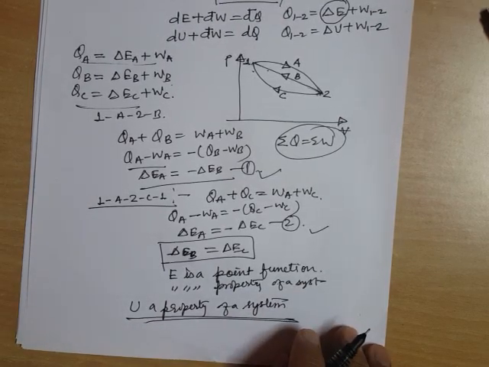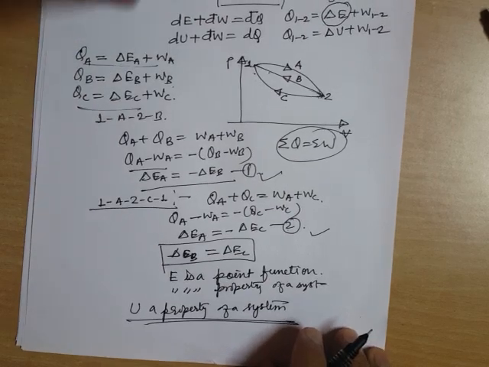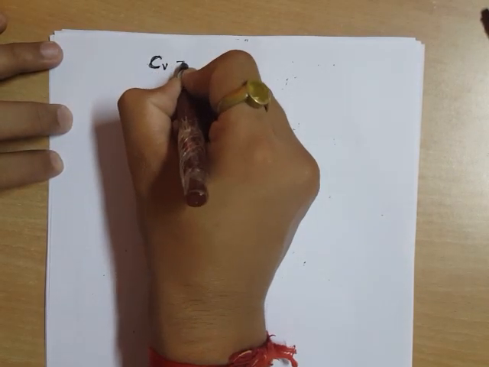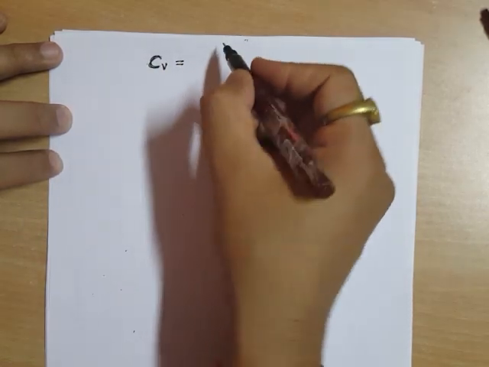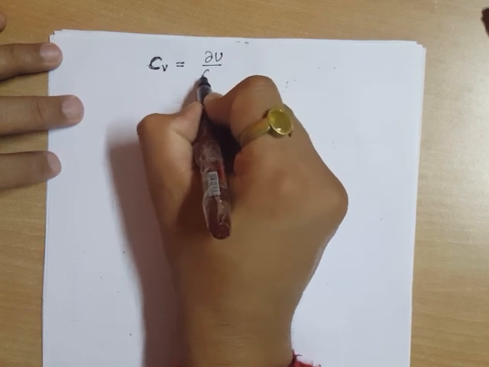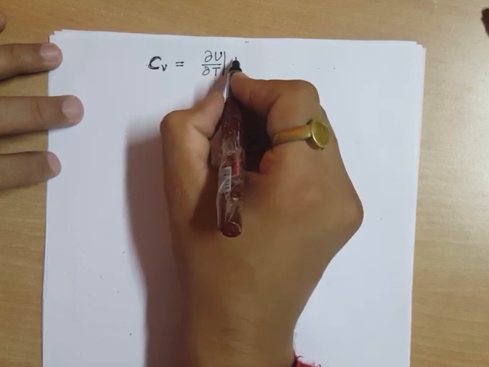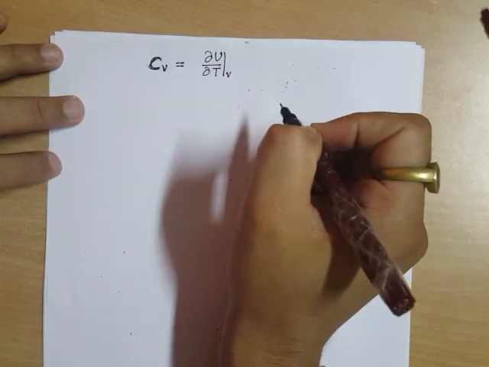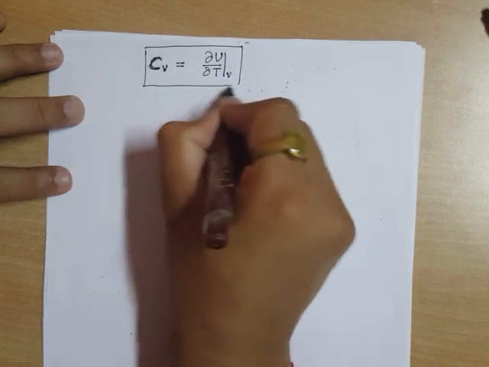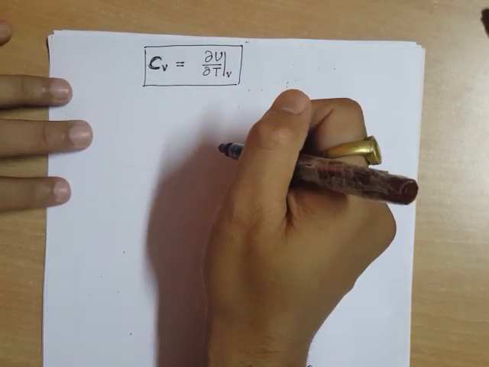Now from here, with this property, we define a term known as specific heat at constant volume. And how do we define this specific heat at constant volume? Specific heat at constant volume is defined as the rate of change of internal energy with respect to temperature, keeping volume constant. So this is the way in which we define specific heat at constant volume.